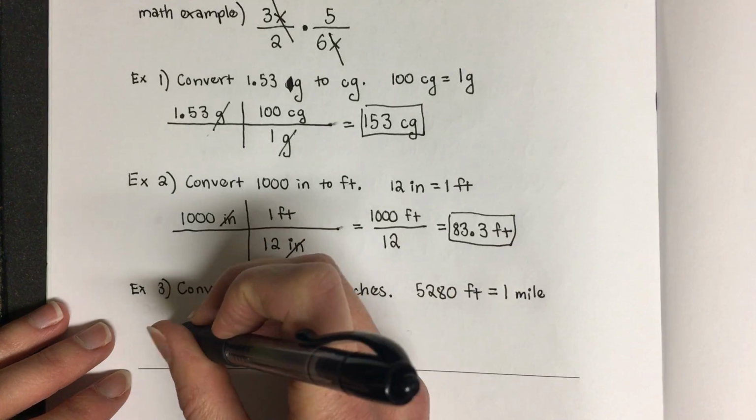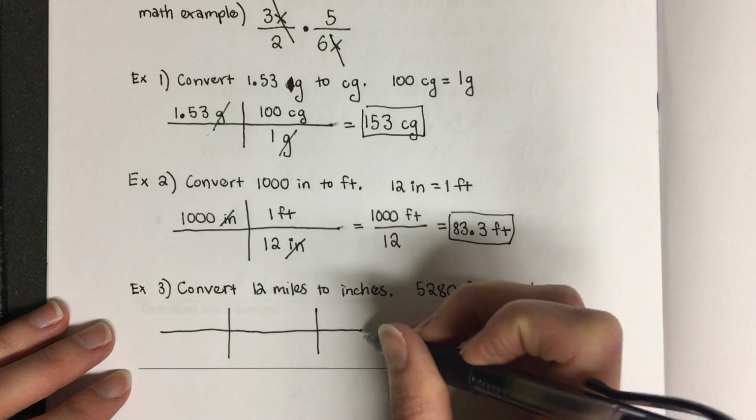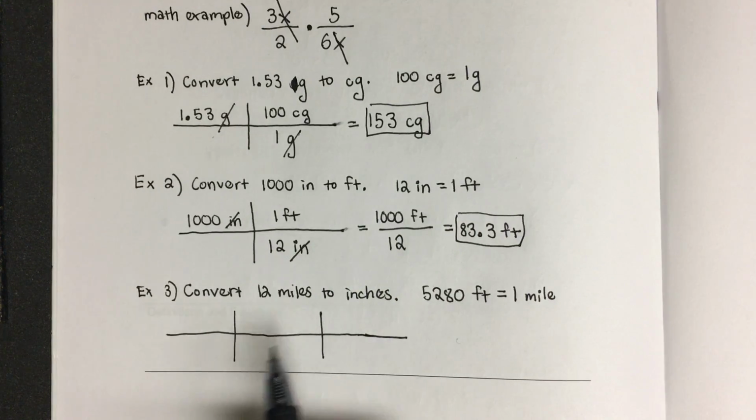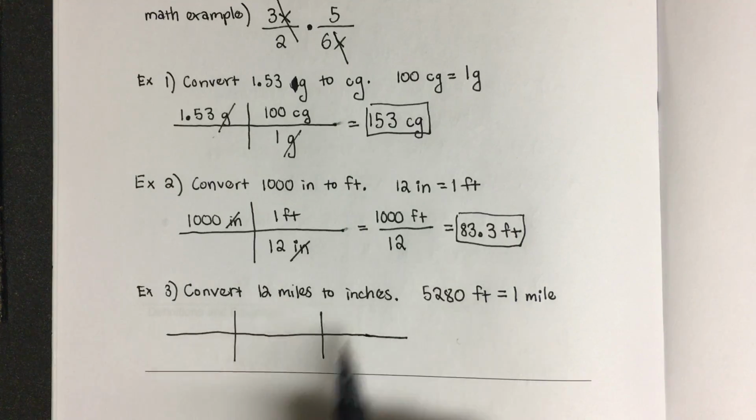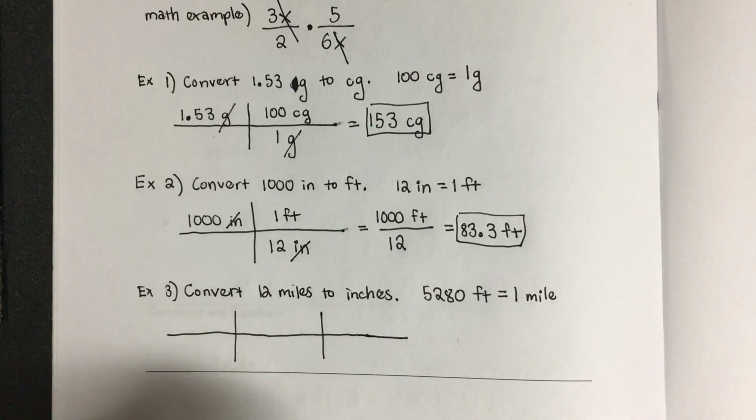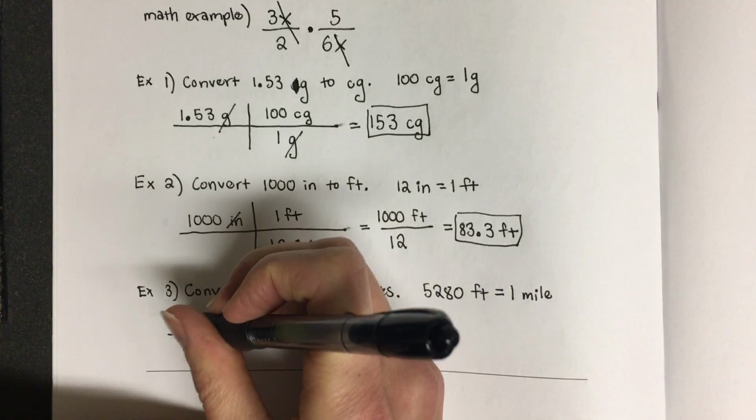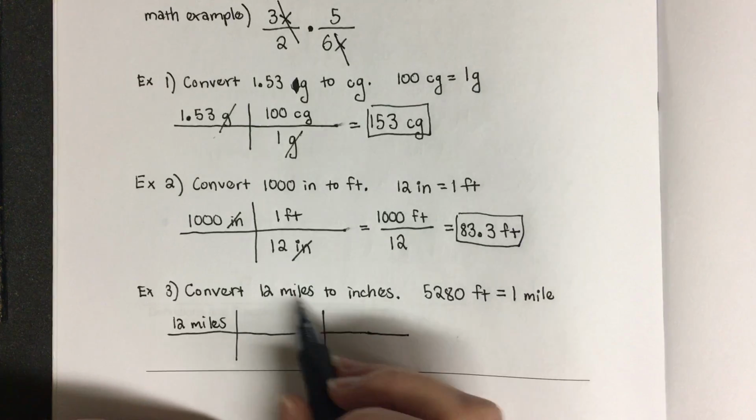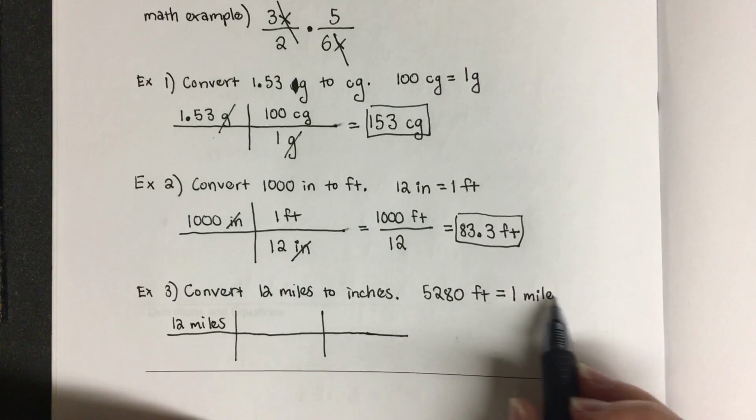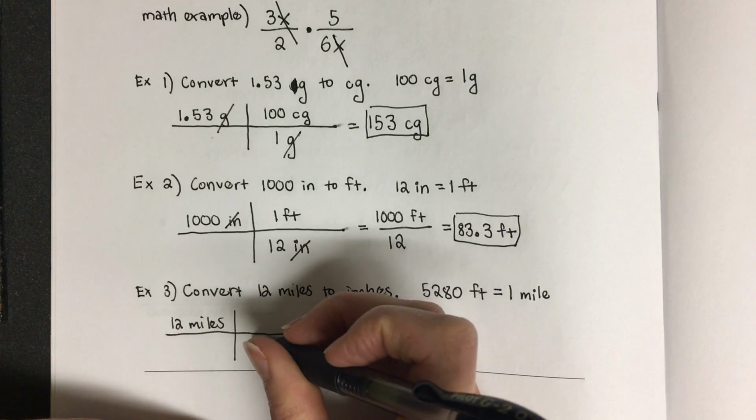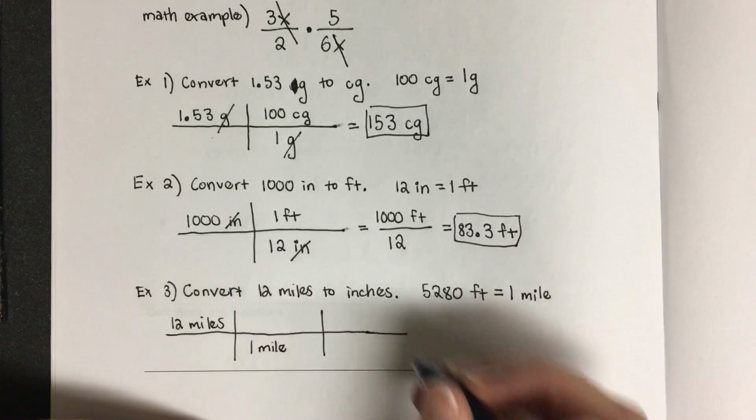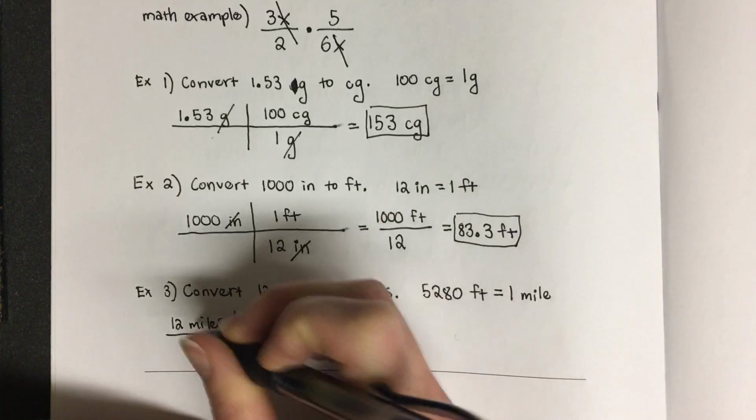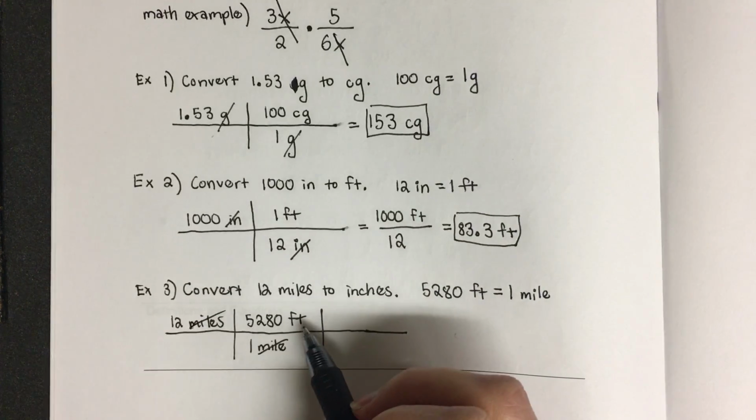So what I'm going to do is set up my grid like this. And you might not know before you start the problem how many conversion factors you're going to need. So you can add spaces to your grid as you go along. That's totally fine. We're going to start with 12 miles. Now I do not know how many miles are in an inch, so I can't go straight from miles to inches, but I can go from miles to feet. So I'm going to put 1 mile down here so that my miles will cancel, and 5,280 feet up here. My miles will cross out, and now I'm in feet.